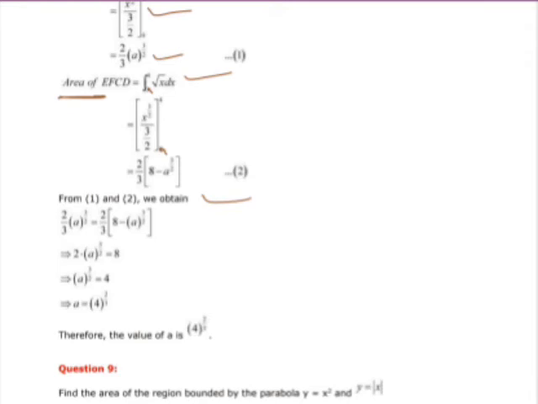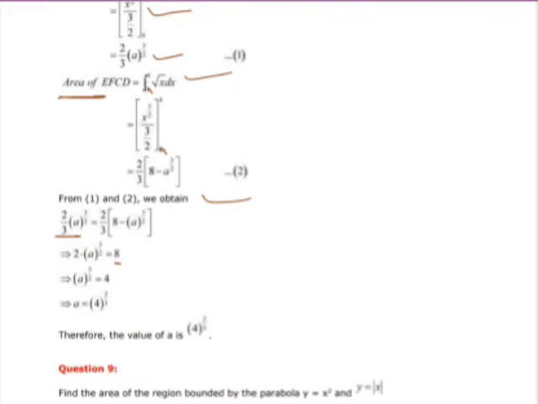So here 2 by 3 a to the power of 3 by 2 is equal to 2 by 3 into 8 minus a to the power of 3 by 2. So here 2 by 3 gets cancelled. So what we have here, simply when we take the simplification form, it is 2 a to the power of 3 by 2 equals 8.